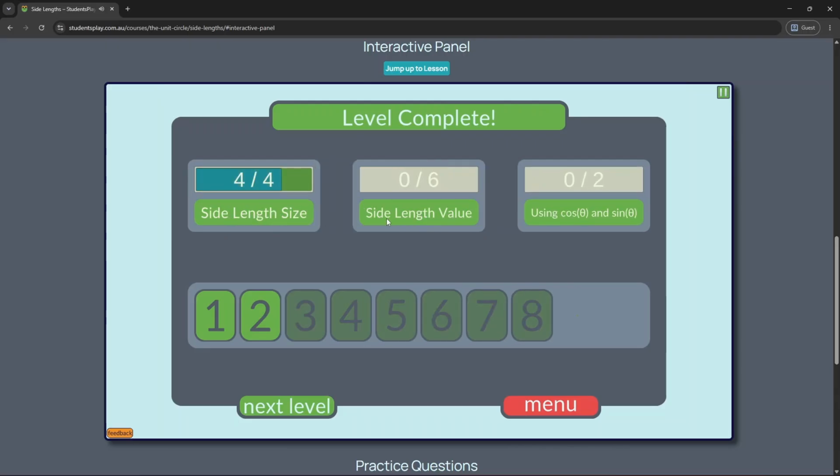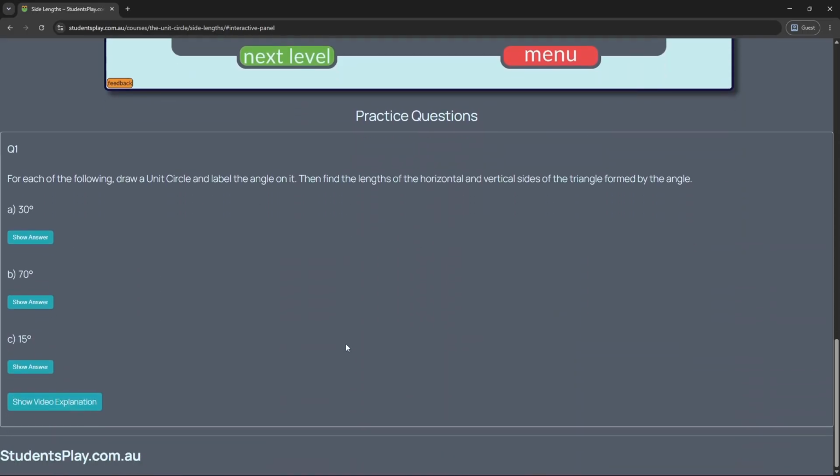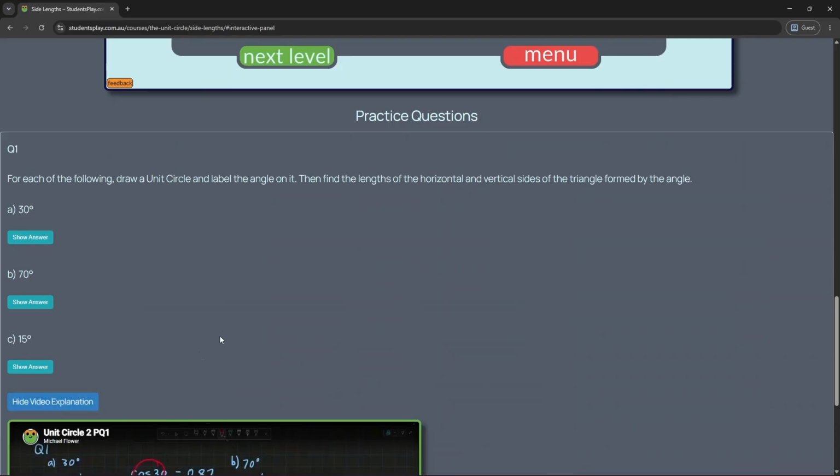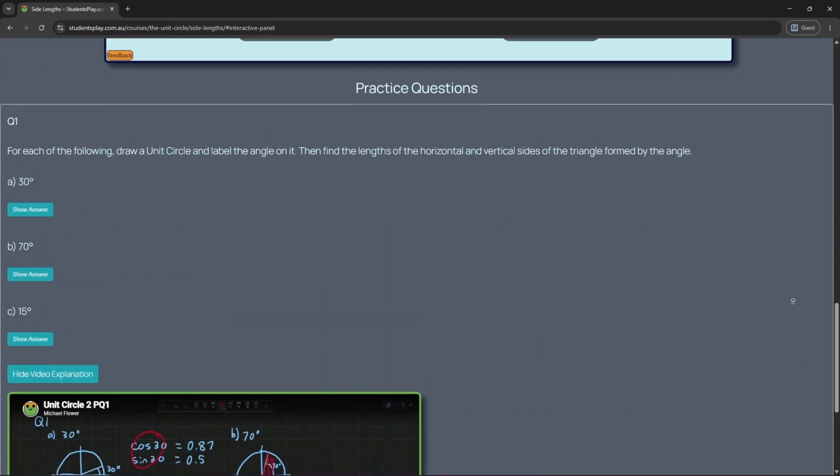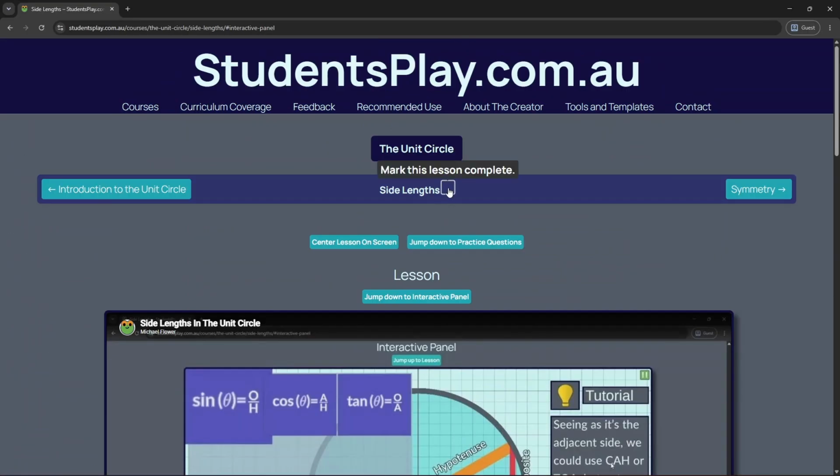Okay, so we did side length size, side length value, and using cos theta and sine theta. And we unlocked level 3. Okay, jump down here to the practice questions. Remember, if you're confused on what the question's even asking, you have the video explanation here you can go through, and then you can try it yourself. And when you finish that, tick off this lesson here and move on to the next one, which is symmetry.